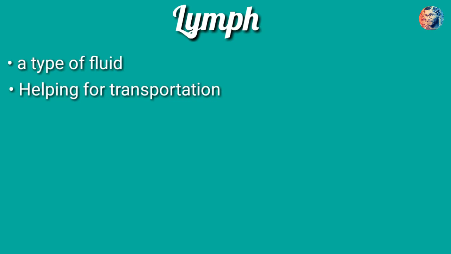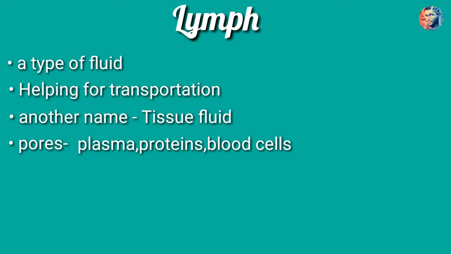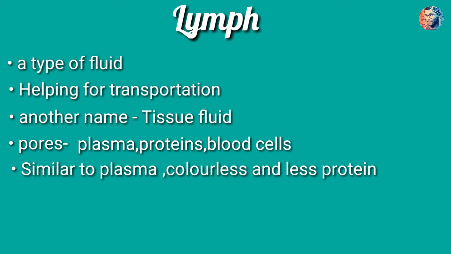Next we are discussing lymph. Lymph is also a type of fluid that helps in transportation, and it is otherwise known as tissue fluid. The capillaries have many pores. Through these pores, plasma, proteins and blood cells escape and fill the intercellular spaces, forming tissue fluid. It is similar to plasma, but it is colorless and contains less protein.